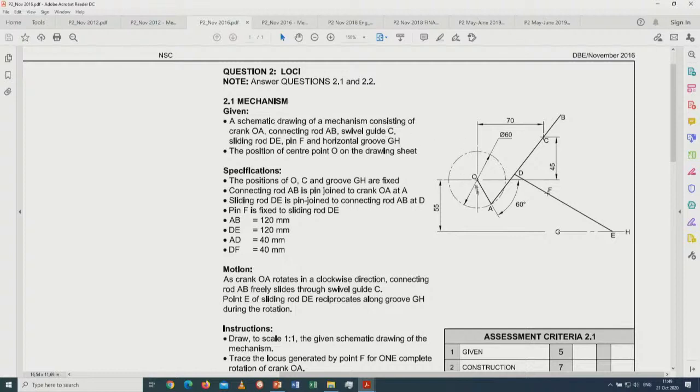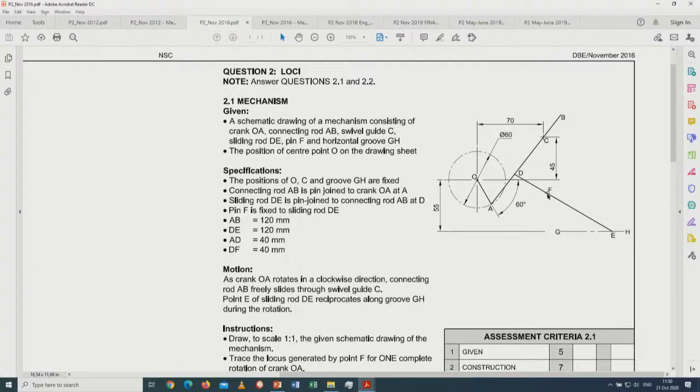Consisting of crank OA, there we go, and also connecting rod AB, there's a connecting rod AB. Swivel guide C, so it's swiveling at C. This is the one part of what I've explained to you just now, right? Then the second part of it has got a crank over here, and this rod that you see over here also has to go through that specific point at F, the pin at F, and the horizontal groove GH, so therefore there's a groove over there. So that will slide on the bottom over there. And then the position of point O on the drawing sheet.